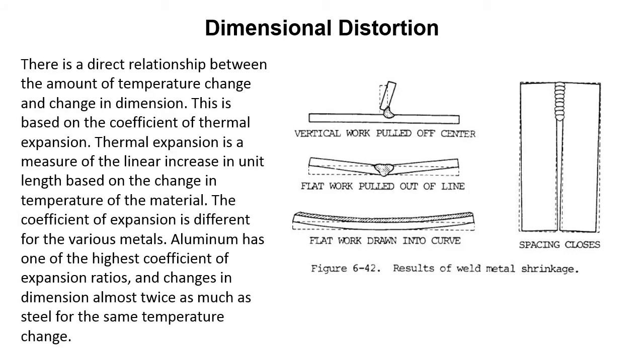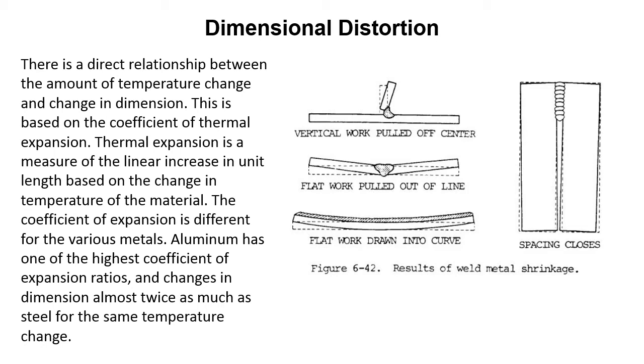Dimensional distortion. There is a direct relationship between the amount of temperature change and change in dimension. This is based on the coefficient of thermal expansion. Thermal expansion is a measure of linear increase in unit length based on the change in temperature of the material. The coefficient of expansion is different for the various metals. Aluminum has one of the highest coefficient of expansion ratios and changes in dimension almost twice as much as steel for the same temperature change.